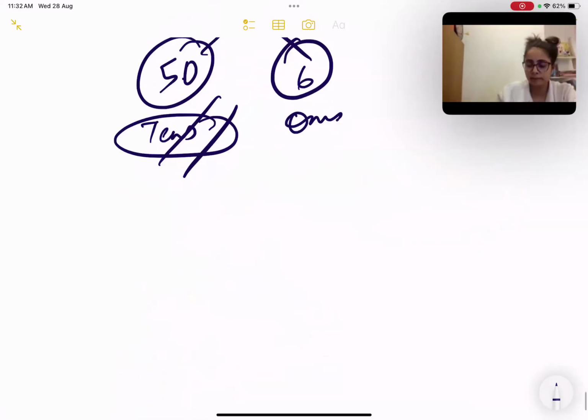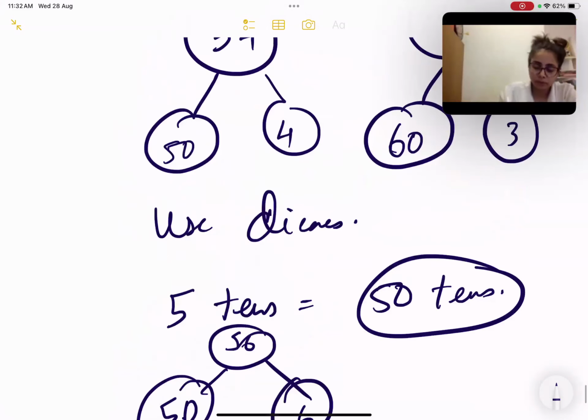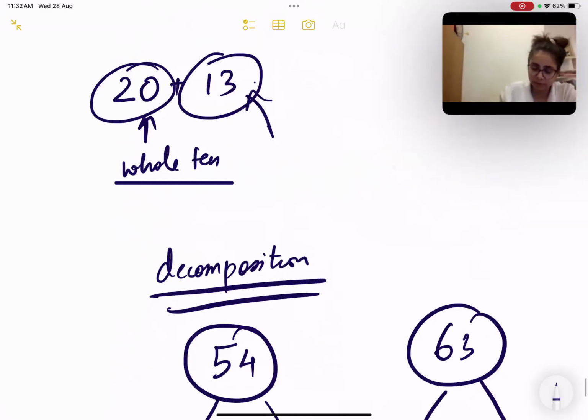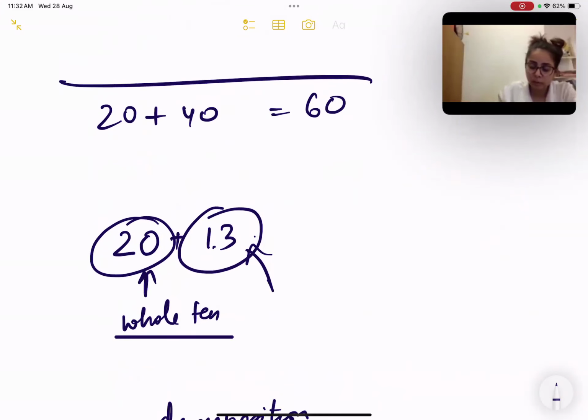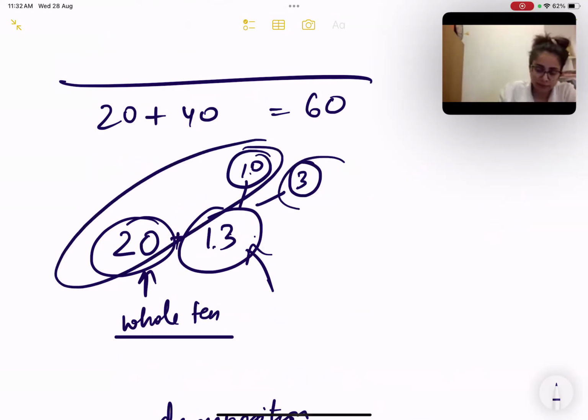Now, once this concept is done, we will move on to this question that I have shared here with you. How to add 20 plus 13. I will ask the child to break it like this. 13 is broken as 10 and 3. Very easy. Add the tens, add the ones. So it becomes a 30 plus 3, 33.